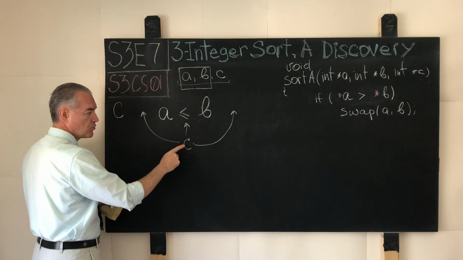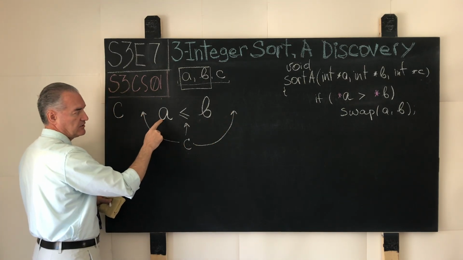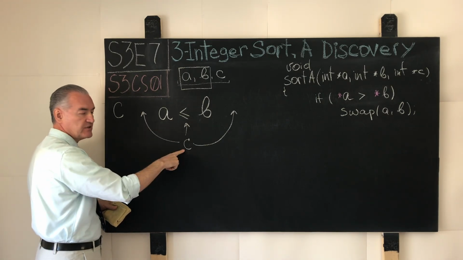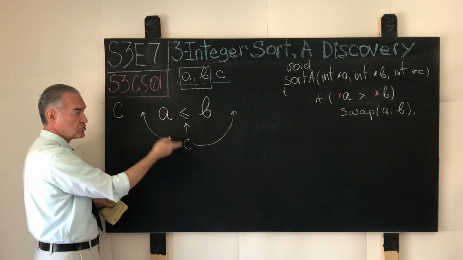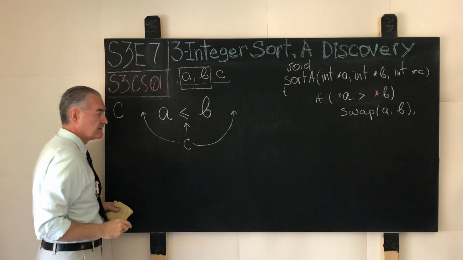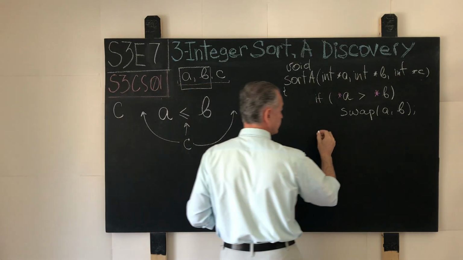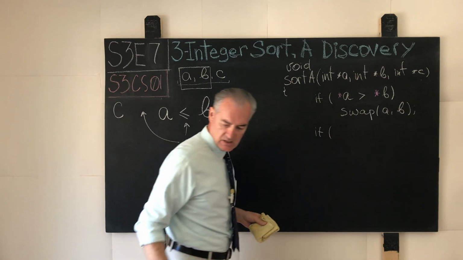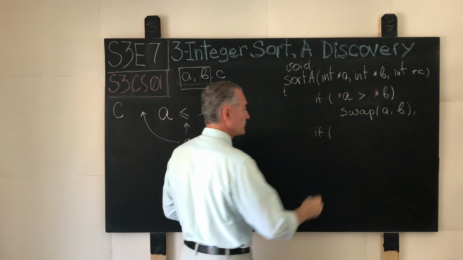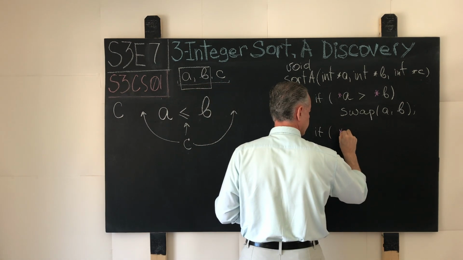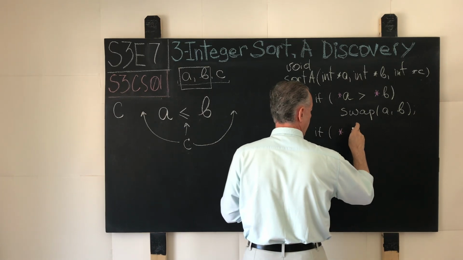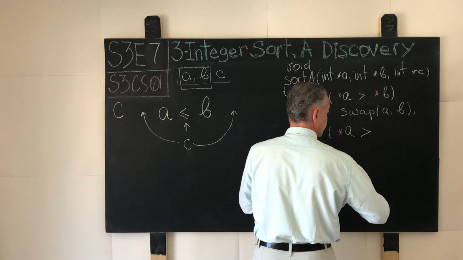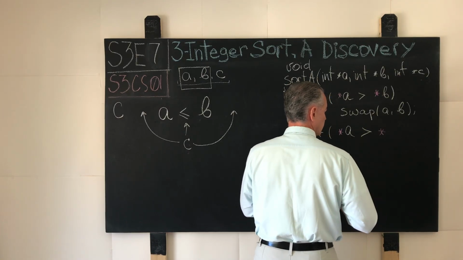So when we test the coin C against the coin A, if it so happened that the coin A is heavier than C, then what should we do? Well, we should swap the values that sit in these integers. So here the second test will be, I'll use the same chalk, if the value that sits in the integer A happens to be larger than the value that sits in the integer named C.